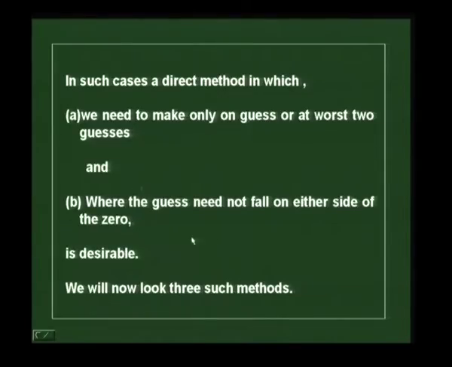That one guess can be on either side of the zero. We don't want it to always be on one side of the zero. It can be anywhere relative to the zero. So we will look at some methods which use this form.